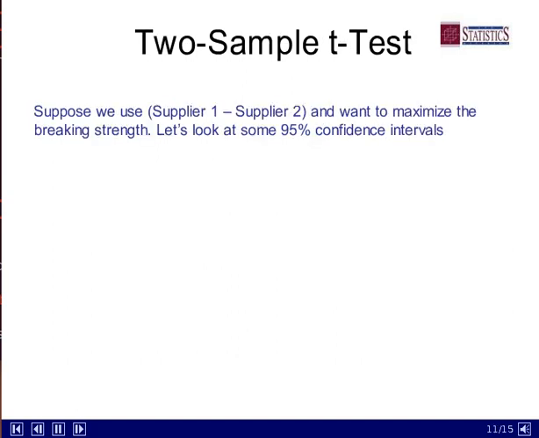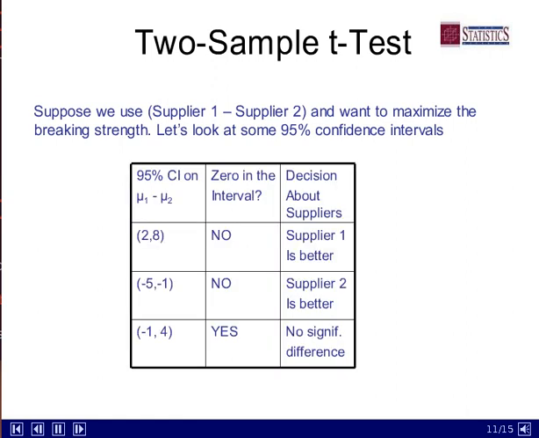Let's investigate that confidence idea a little bit further. Suppose we are subtracting 1 minus 2, supplier 1 minus supplier 2, as we did in our example. Let's suppose we want to maximize the breaking strength, and we're going to look at 95% confidence intervals. It is important you have a goal in mind of either maximizing or minimizing, and also which way you subtract, before you can actually make a good interpretation of the confidence interval. So let's suppose that the 95% confidence interval on mu1 minus mu2 is 2 to 8.